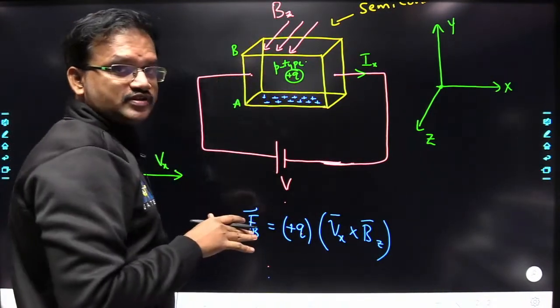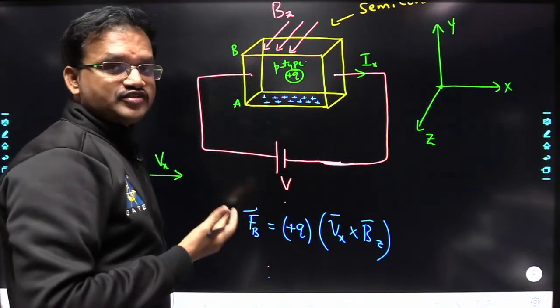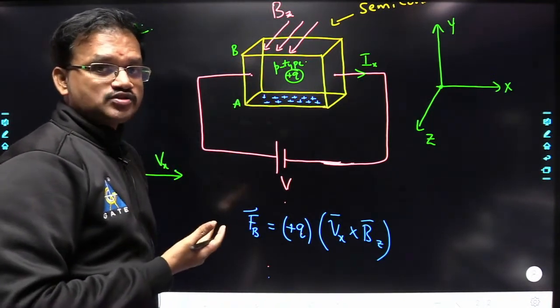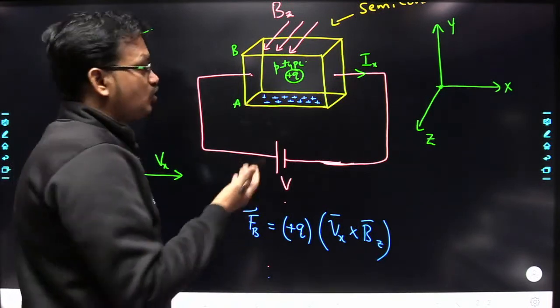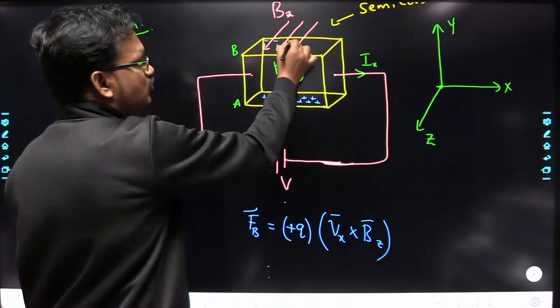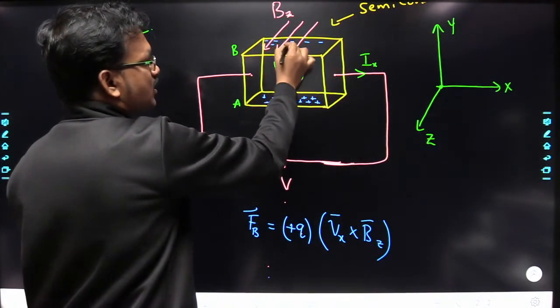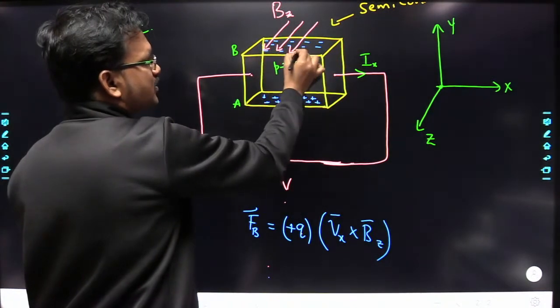Now if all the positive charge carriers are accumulating at the bottom surface, what will happen at the top surface here? At the top surface there will be a deficit of positive charge. That deficit of positive charge, you can account for as negative charge. Yes or no? You can account for it as negative charge.